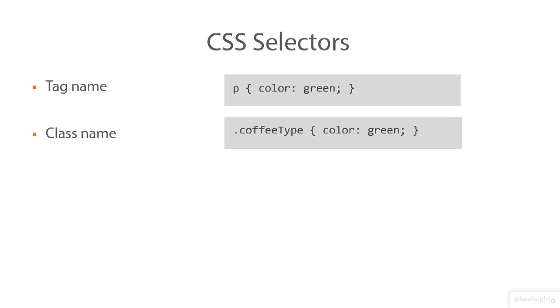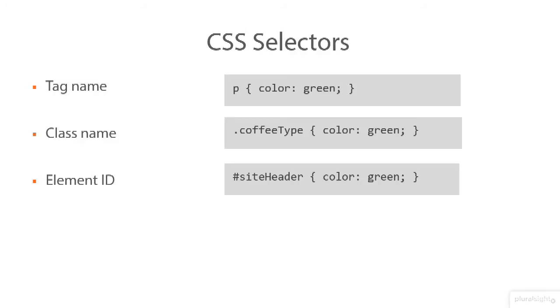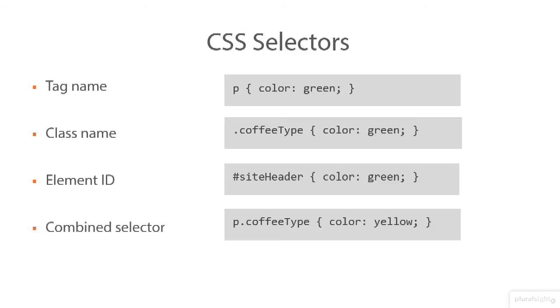We can also use the class name. In this case, we need to prefix the class name with a dot. And if you want to be even more specific, we can use the ID of an element. And in this case, we have to prefix with a hash sign. Selectors aren't limited to using just one single selection option.